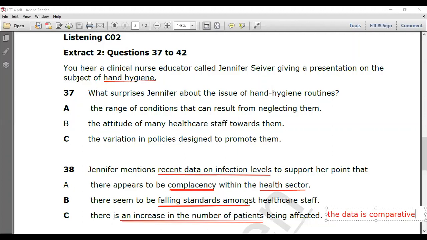Right? So now I know after decoding this question that in this part of the conversation, they are going to talk about the recent infection levels, and what point is she trying to prove? Is she trying to say the infection has increased? Is she trying to prove that infection has increased because the standards have fallen? Or is she trying to prove that infections have increased but healthcare professionals don't seem to be bothered about it?